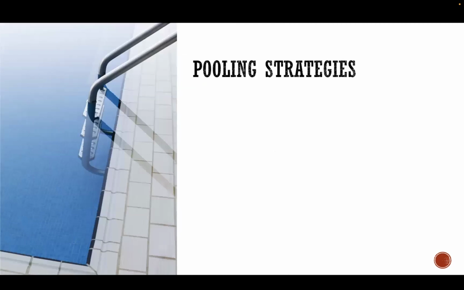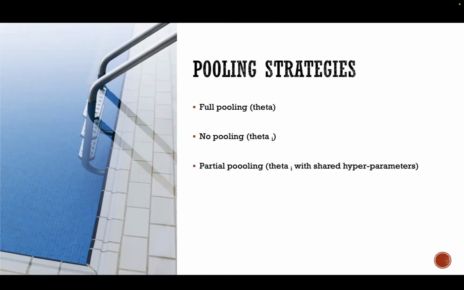These are three different pooling strategies that we've seen. We have the full pooling, meaning you want to use all the data from all the participants to determine the theta. And no pooling, that is, you only want to stick within each participant separately to estimate their theta. And the multi-level strategy, which is the partial pooling, where you keep separated individual theta, but they have shared priors, shared hyperparameters, a shared population level of parameters.